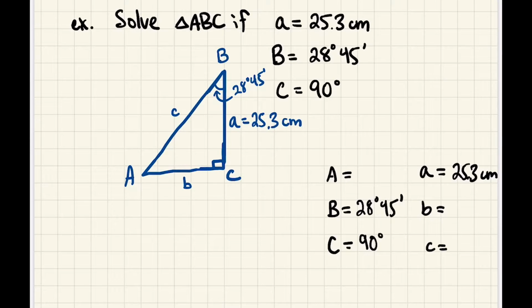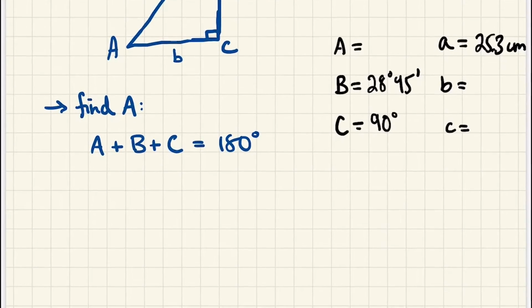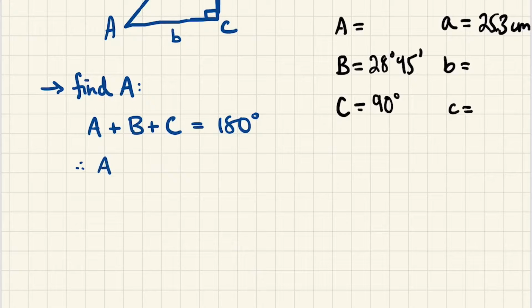Okay, it looks like the first thing we can get that's very easy is capital A, because you're never going to be stuck with two out of three angles from a triangle. You can always find the third one by using the fact that three angles in a triangle add up to 180 degrees. So let's get capital A. We know that A plus B plus C is 180 degrees, and so we can subtract B and C from 180 degrees.